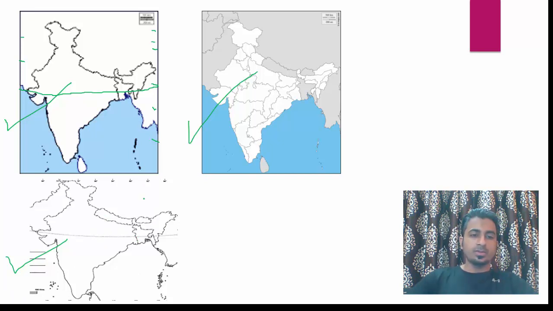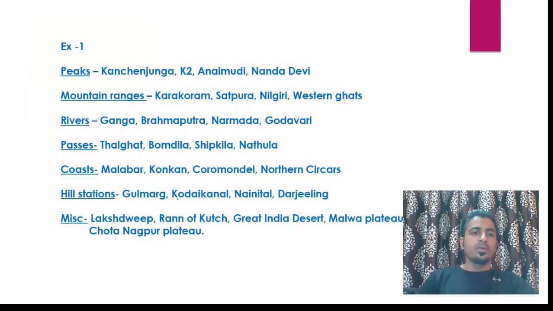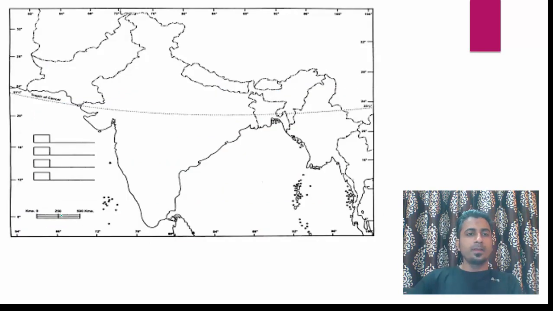In this, the Tropic of Cancer is also given, and they have given the coordinates also, longitudes and latitudes. I will show you this thing in the main map. Okay, now moving forward, this is your exercise 1. These are the items of map practice, so we will mark all these places in the map today. Okay, so let's start. So this is the map I was talking to you about.